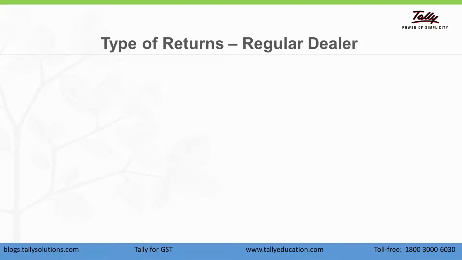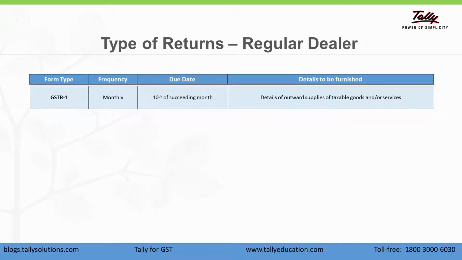Let us now see the returns to be filed by a regular dealer. The first return to be filed by a regular dealer is Form GSTR1, to be filed on a monthly basis. The due date is 10th of the succeeding month and it contains details of outward taxable supplies.